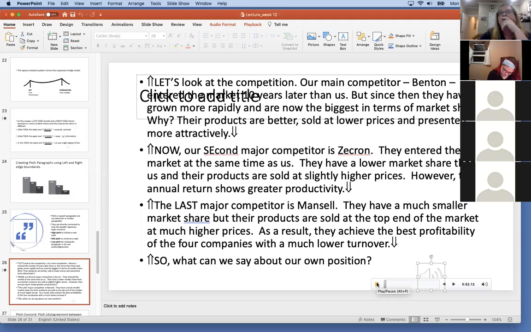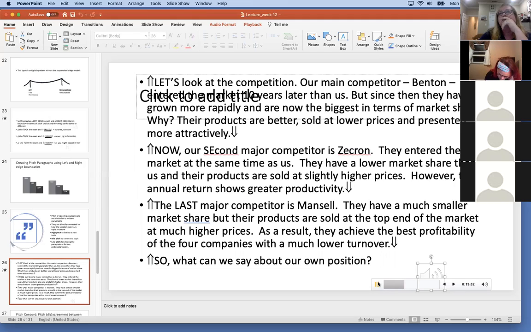Let's look at the competition. Our main competitor, Benton, entered the market 10 years later than us, but since then, they have grown more rapidly and are now the biggest in terms of market share. Why? Their products are better, sold at lower prices, and presented more attractively.